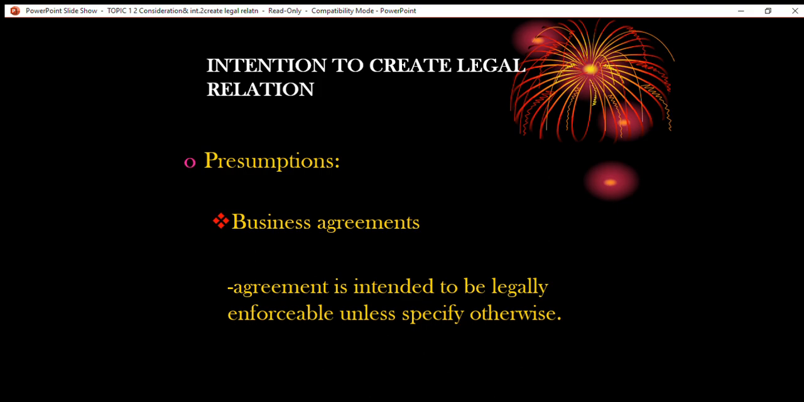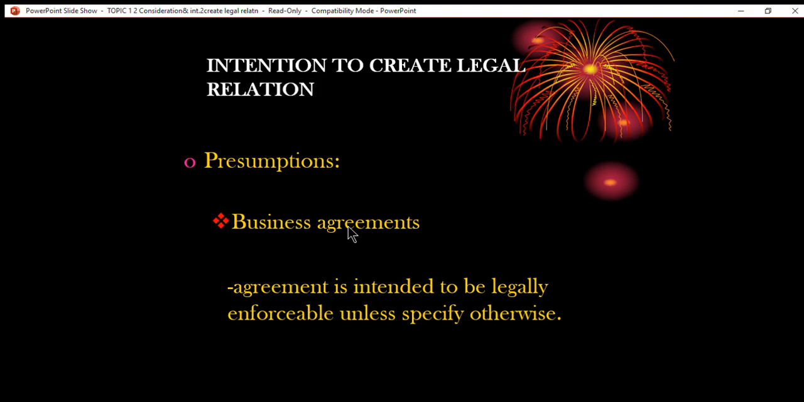Now we proceed with the next element, the intention to create legal relations. This is also important because you need to identify whether the parties in the contract have the intention to be legally bound. We don't have any provisions under the Contracts Act 1950, therefore we refer to common law positions. There are two presumptions of intention, based on two types of agreements. First is the business agreement, second is the family agreement.